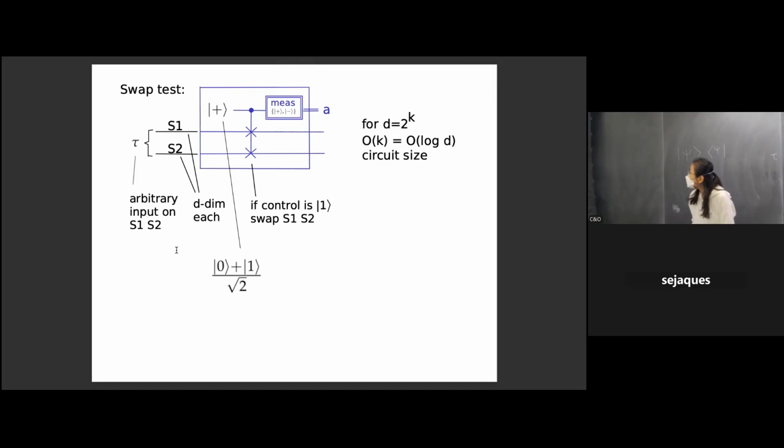And the gate in the middle is called the controlled swap. If the state of the first register is in the 1 state, then we swap S1 and S2. That's what it means. And so if you have d being 2 to the k, you can decompose that controlled swap into k such controlled swaps. You can think about d being 2 to the k as having k 2-dimensional systems. And then you do the controlled swap of these 2-dimensional systems one by one, k times. So the circuit size for this swap test is actually log of the dimension of the system, on that order. It's a very small constant that I did not bother writing down.